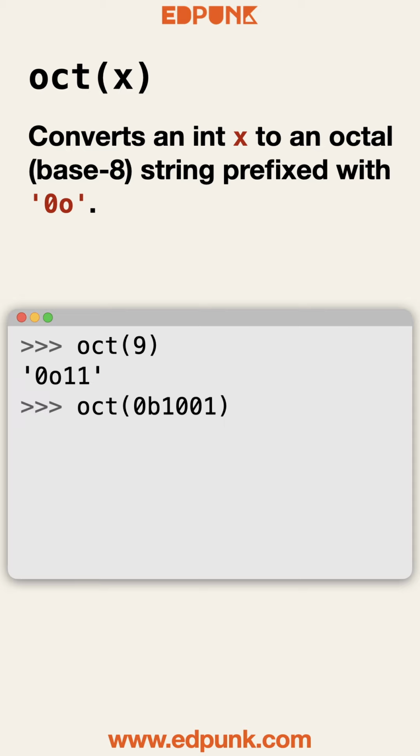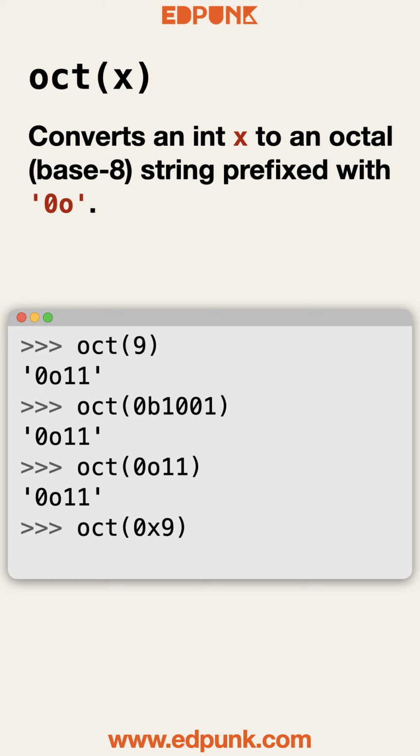Oct of 0b1001 returns the string 0o11, which is the octal representation of 9 provided as a binary number. Oct of 0o11 returns the string 0o11 as the octal representation of an octal number is the same. Oct of 0x9 returns the string 0o11, which is the octal representation of 9 provided as a hexadecimal number.